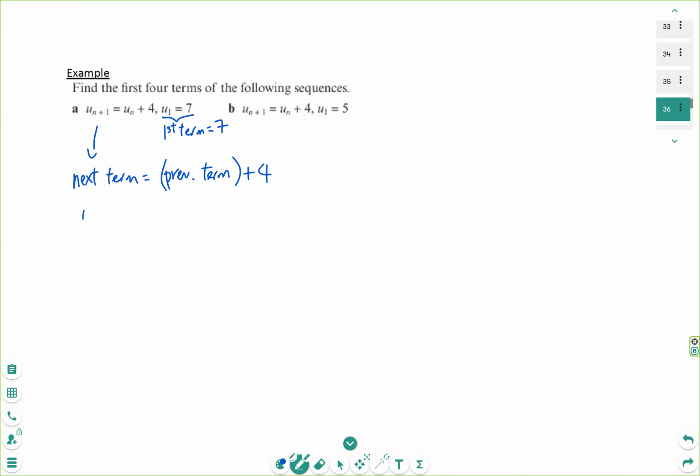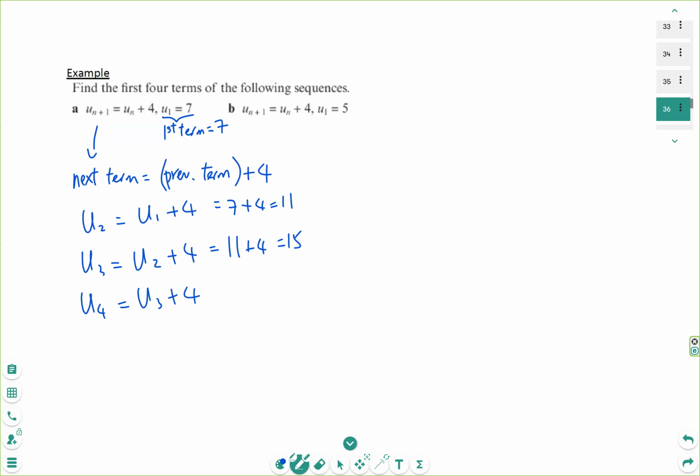That means to find the next term, u2 will equal u1 plus 4, which is 7 plus 4, 11. If I want to work out u3, which is the previous term u2 plus 4, which is 11 plus 4, 15. Okay, u4, which is u3 plus 4, which is 15 plus 4, which is 19. Now, this sequence, however, is an arithmetic sequence. You can see we're adding 4 each time, but it's not always arithmetic.